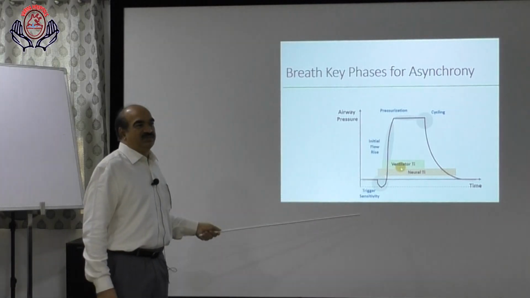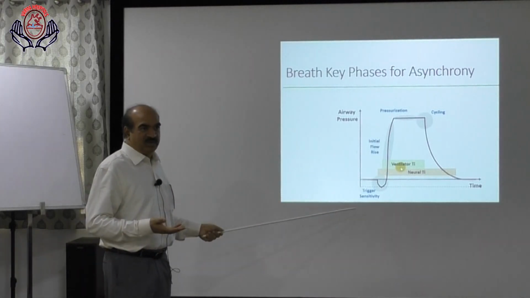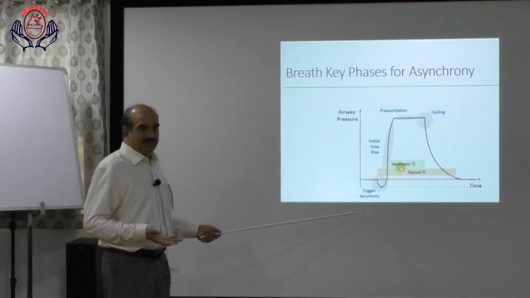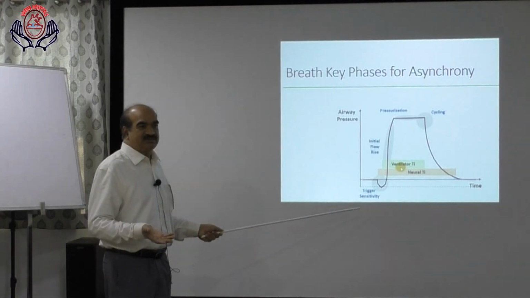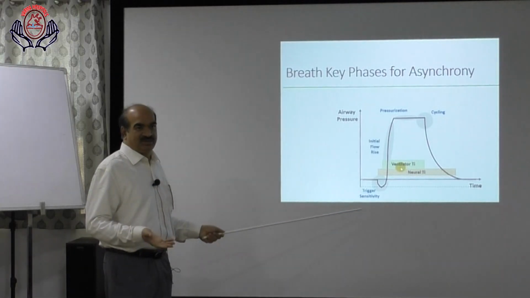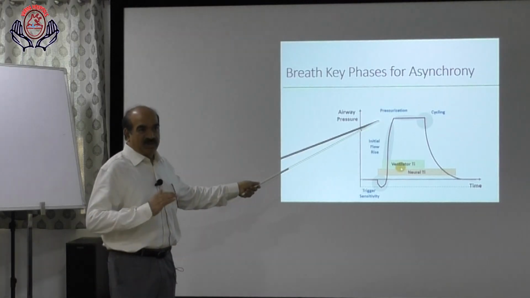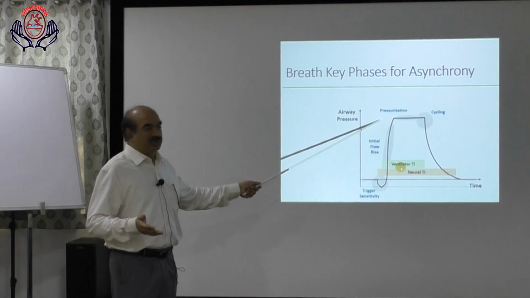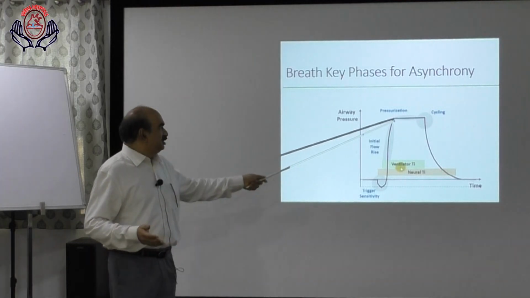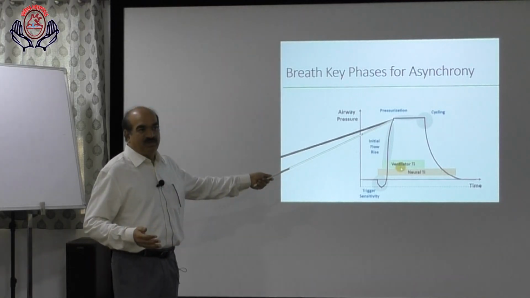What triggers? Is the patient triggering the breath or is the machine triggering the breath? Patient or machine? We should identify that. What controls? Is it pressure control mode or volume control mode? In the pressure tracing, if it is square, it means pressure control mode.